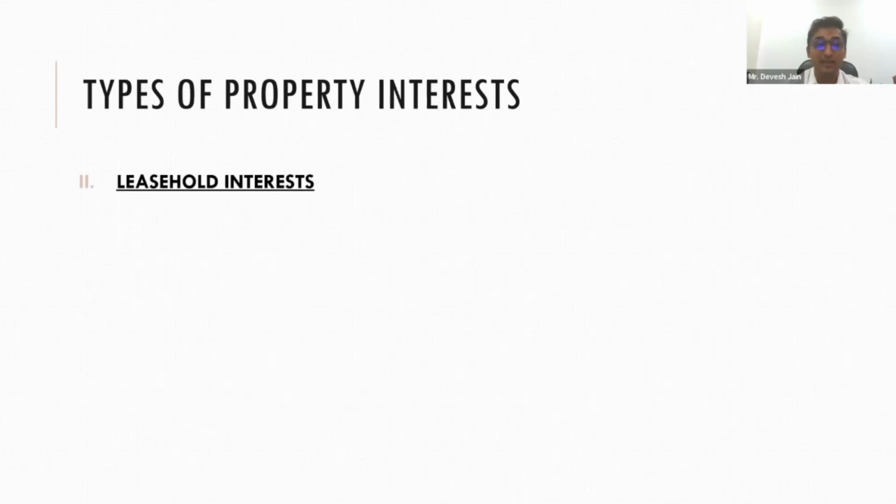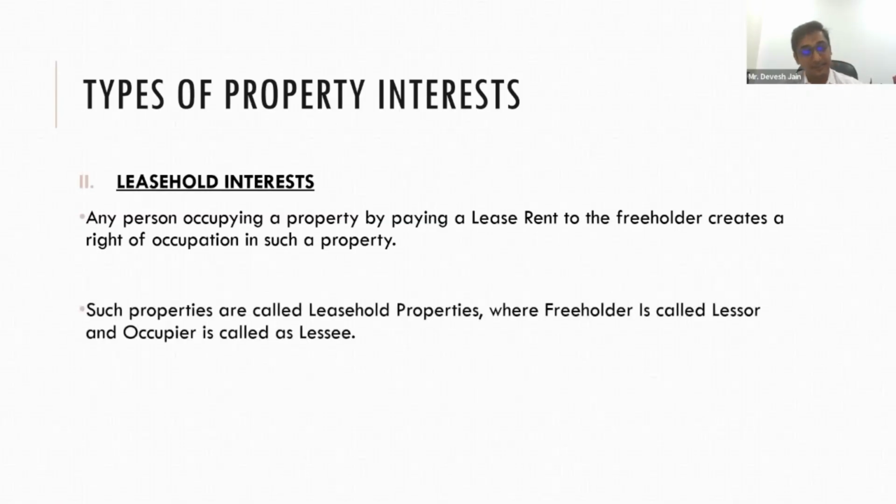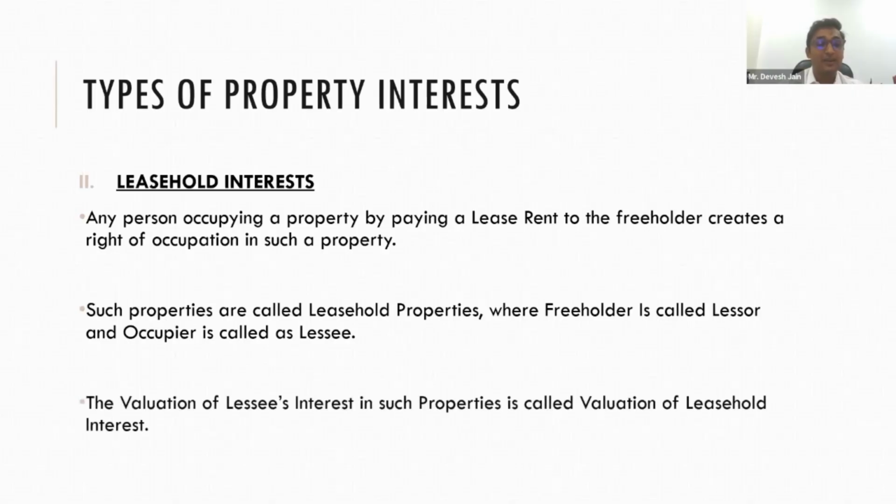Next, we talk about leasehold interests in the property. Any person occupying the property by paying a lease rent to the freeholder has a right of occupation. The property gets locked during the lease period. The freeholder cannot sell or do anything with the property. Such properties are known as leasehold properties, where the freeholder is called the lessor and the occupier is called the lessee. The valuation of the lessee's interest in properties is called valuation of leasehold interest. This is just a revision so that we can move on to the case study. These are just basic concepts under the rent capitalization method or income approach method.